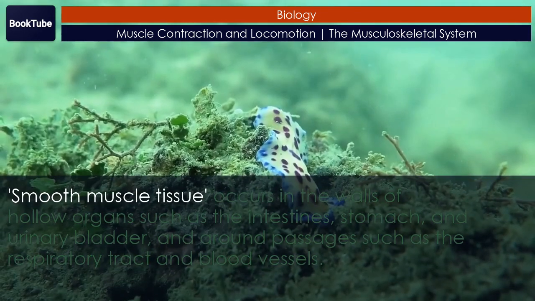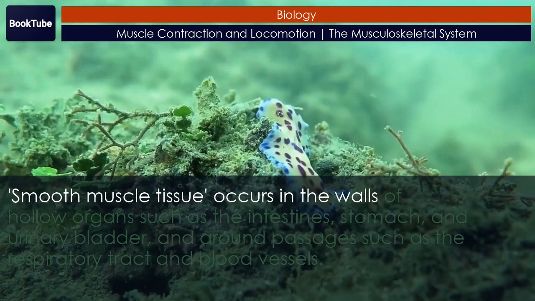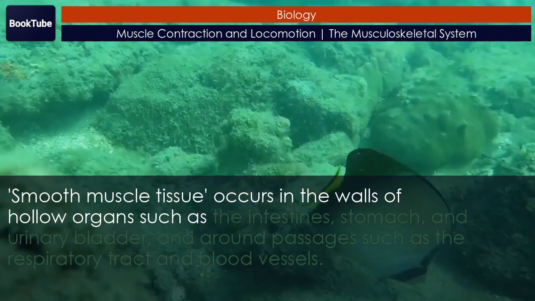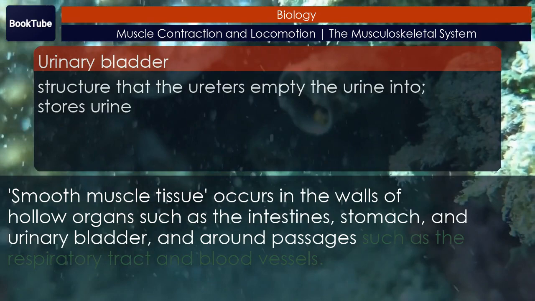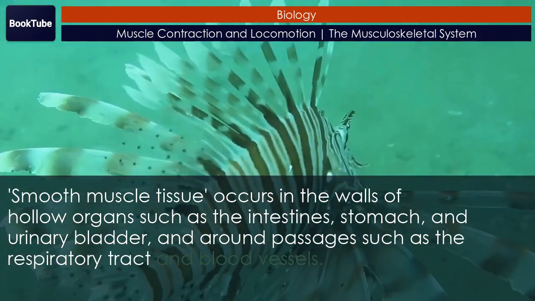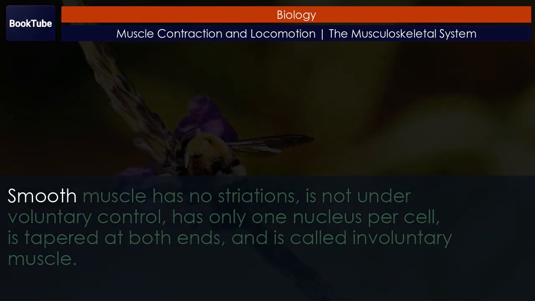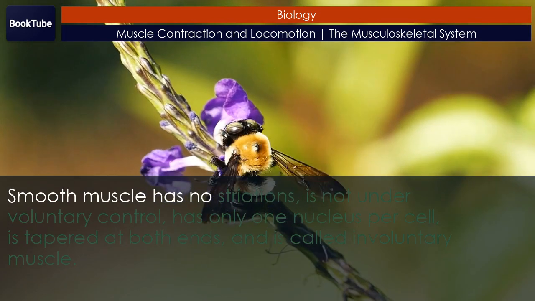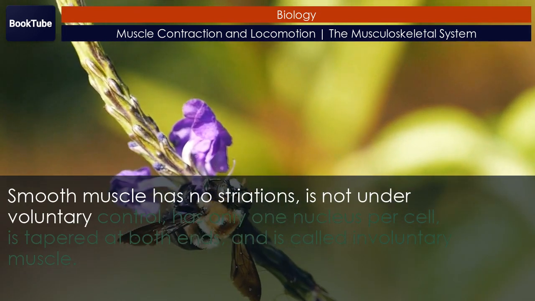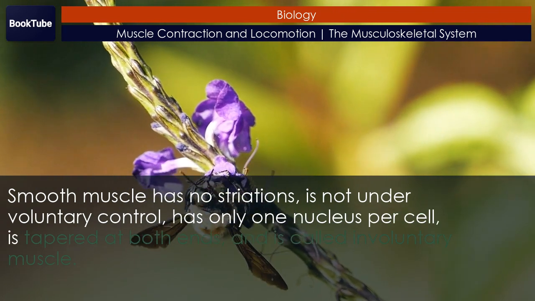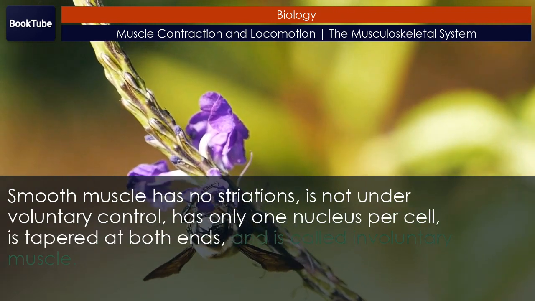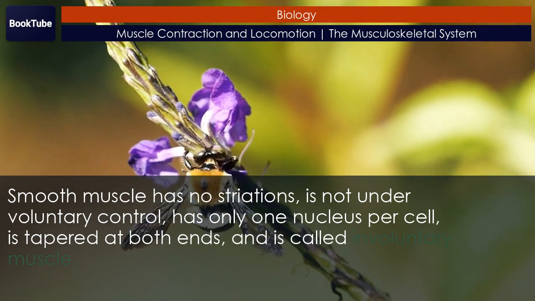Smooth muscle tissue occurs in the walls of hollow organs such as the intestines, stomach, and urinary bladder, and around passages such as the respiratory tract and blood vessels. Smooth muscle has no striations, is not under voluntary control, has only one nucleus per cell, is tapered at both ends, and is called involuntary muscle.